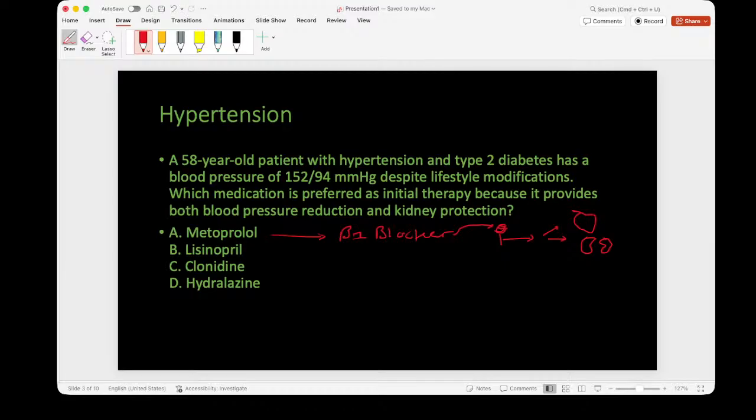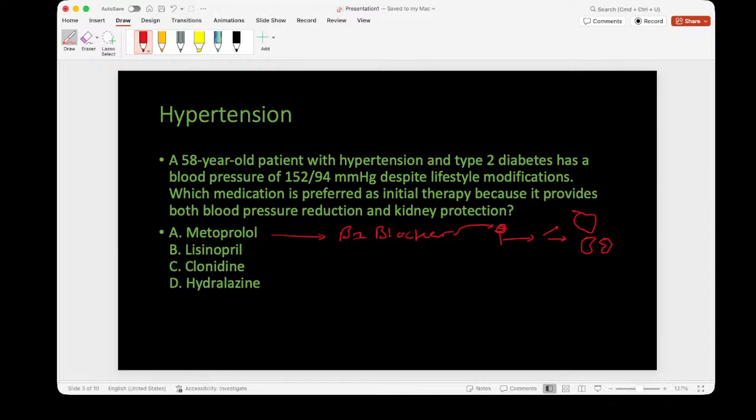Metoprolol succinate is more heart related, and it's typically used as an extended release, once a day thing. So although it does provide blood pressure reduction, you probably won't see much of it as a kidney protection. So this probably will not be your answer here.